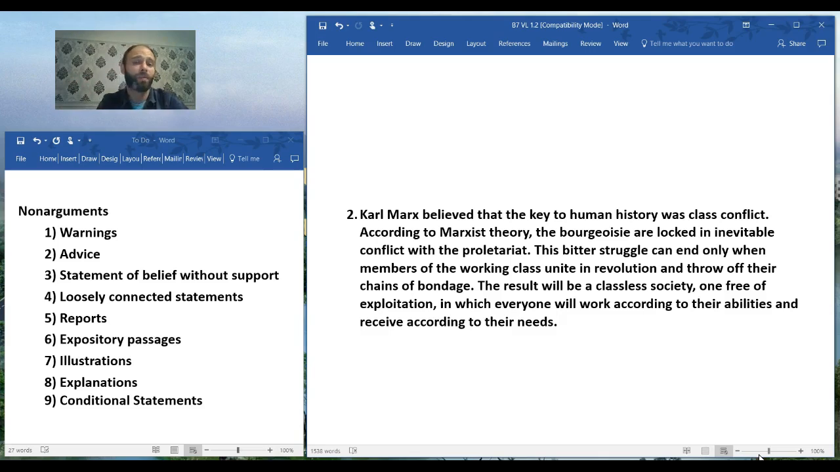So look right at the beginning. Karl Marx believed. This is going to be a report, right? It's a report on what Karl Marx believed. He believed that this was the way that history has been and the way that history will play out. So this is a report on Karl Marx's view of history. None of the statements give us reason to believe another statement. This is just a report on Marx's view.